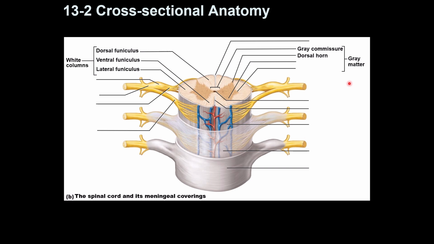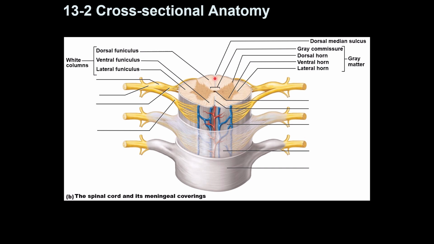They have these projections of the gray matter, and there are three of them. You can have the dorsal horn located in the back, the ventral horn anteriorly, and the lateral horn, which is on the lateral side on each side. So you have three white columns, one here and one here, and you also have three horns, one here and one there, and there's a connection in the middle.